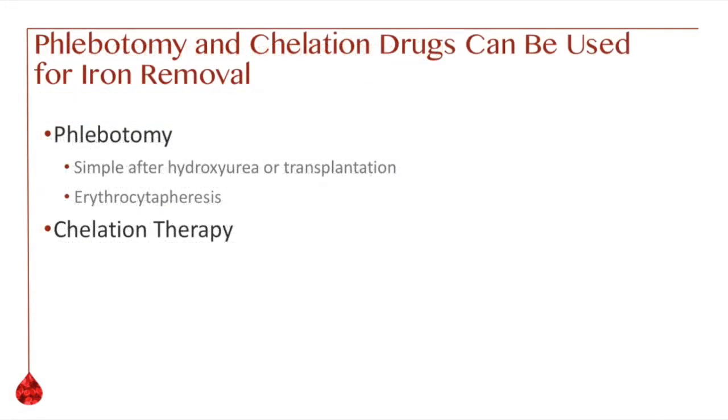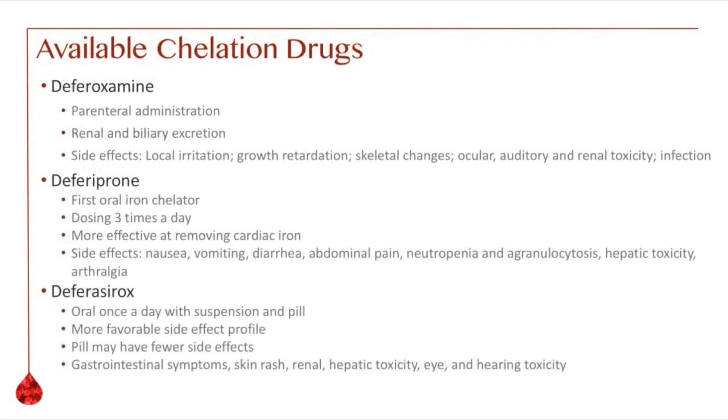Phlebotomy and chelation drugs can be used for iron removal. Simple phlebotomy can be used in patients with robust increases in hemoglobin in response to hydroxyurea therapy and in patients cured with bone marrow transplant. Erythrocytophoresis removes considerable iron and can be used to slow iron accumulation, and can be used in combination with chelation to facilitate iron removal in chronic iron overloaded individuals. There are presently 3 approved drugs available for chelation therapy.